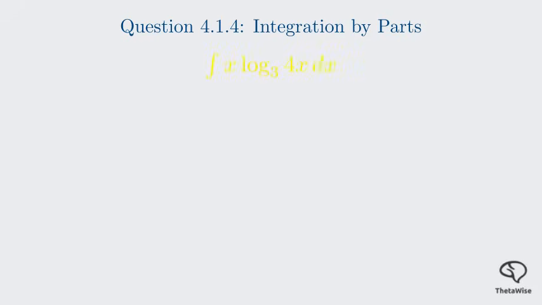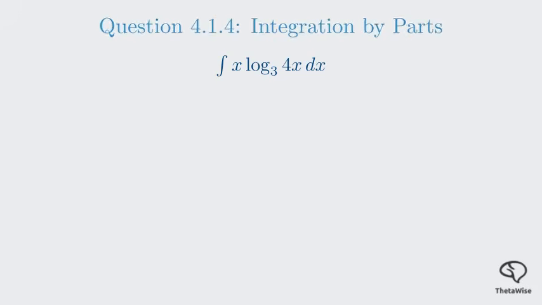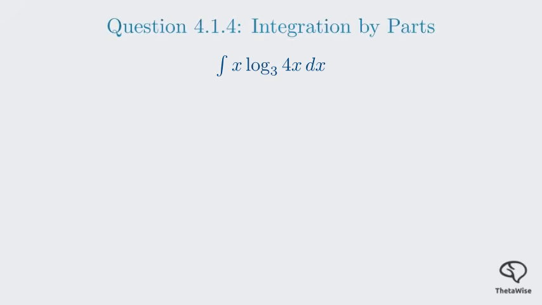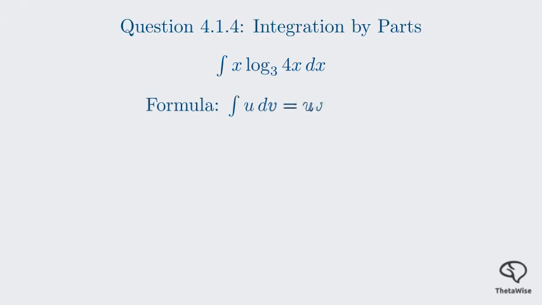The integrand is x times log base 3 of 4x. This is a product and u substitution doesn't work here. This tells us we need to use integration by parts. Integration by parts is a technique for integrating the product of 2 functions. It's often written in a formulaic way. The integral of u dv equals u times v minus the integral of v du.